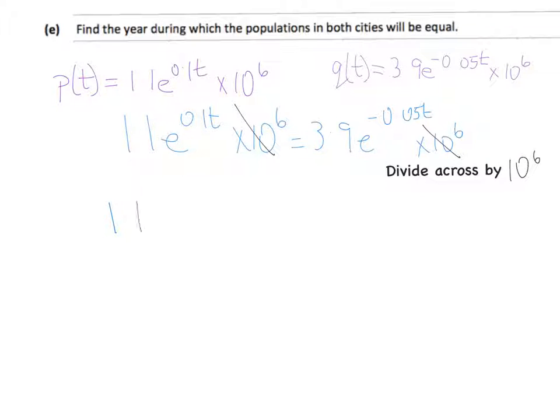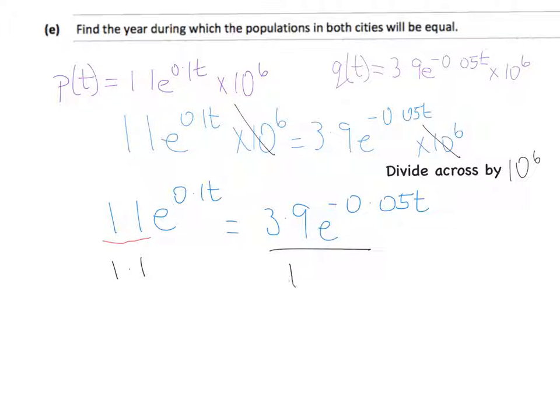So that gives me 1.1e^(0.1t) is equal to 3.9e^(-0.05t). Okay, so I want to start just to tidy things up and get things on their own. So the first thing that I'm going to do here is divide across by 1.1. So if I divide by 1.1 here, I also divide by 1.1 on the other side, and they will cancel. So that gives me e^(0.1t) is equal to 3.9e^(-0.05t) over 1.1.